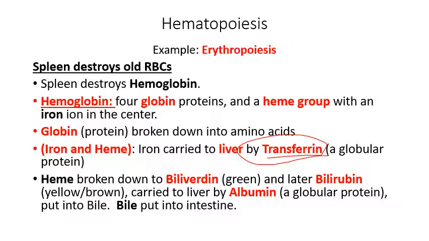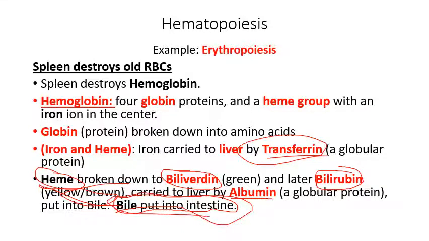From there, the iron is stored in the liver, but the heme group is broken down into a chemical called biliverdin, and then later to a chemical called bilirubin, which is kind of a yellow-brown color. That is carried to the liver by albumin, and then it gets put into the bile, which is part of the digestive system, which we'll talk about later, and it gives feces that yellow-brown color it has. When you eat food, it's all different colors. When it comes out, it's kind of brown, and the reason for that is because it's been mixed with bilirubin.